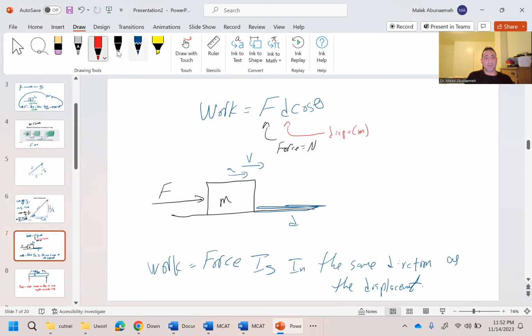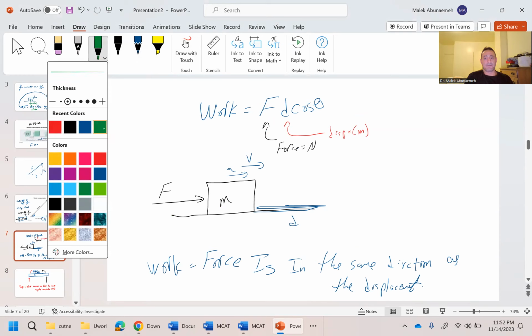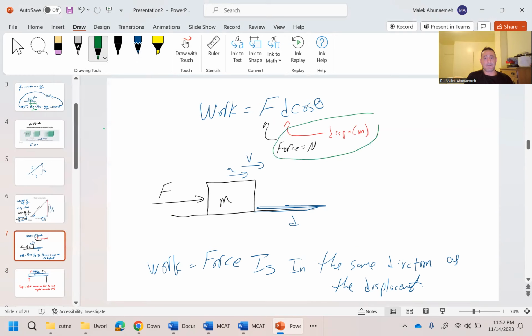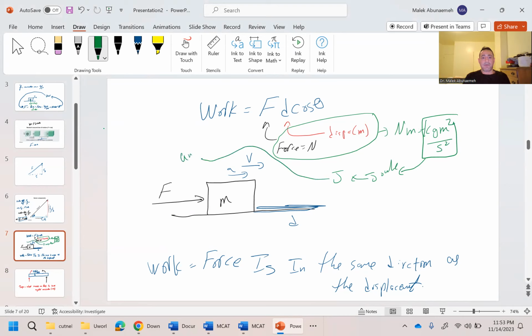Having combined both of these, what you're going to have is a newton meter, where we define a newton as kilogram meters per second squared, multiplied by this meter, so you get kilogram meter squared per second squared. And that's what we call the joule, which we usually give a capital letter J, and that is the unit for your work.